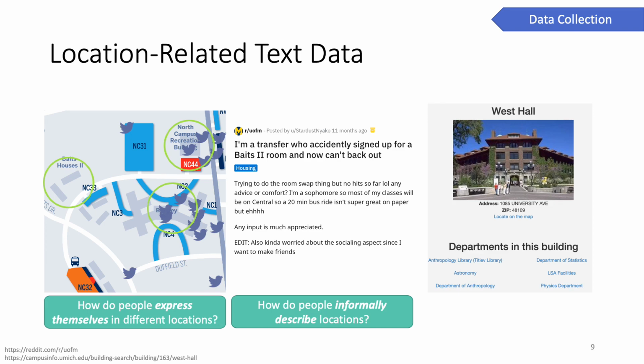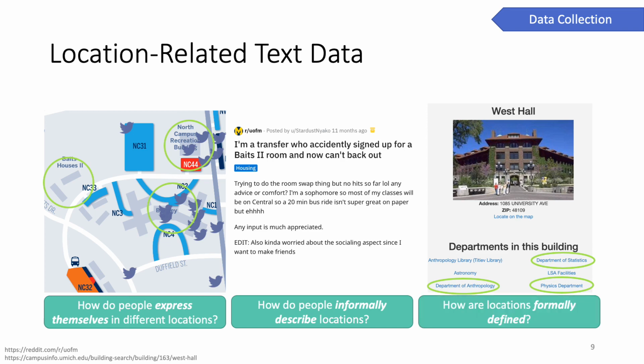And finally, we collect data from the campus website. We start on this building search page, which lists sometimes a link directly to a building page, or it might list departments that are in the building. In this case, we would take each of the departments and do a Google search, and then take the first result on the University of Michigan domain. Then we would scrape the text from each of those websites. From this, we hope to capture how locations are more formally defined by the administration.